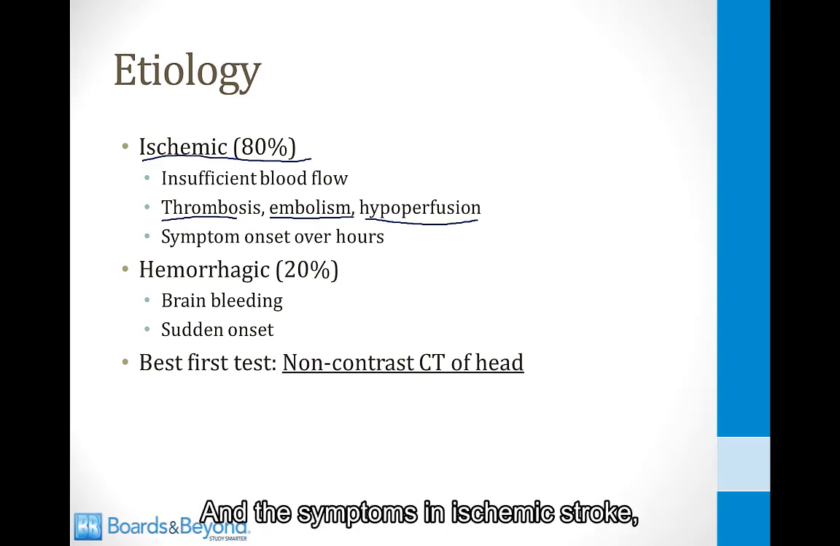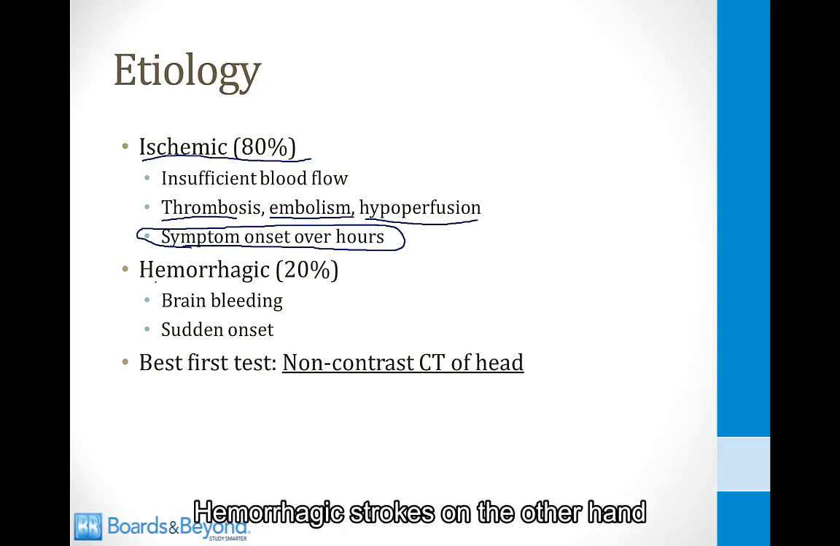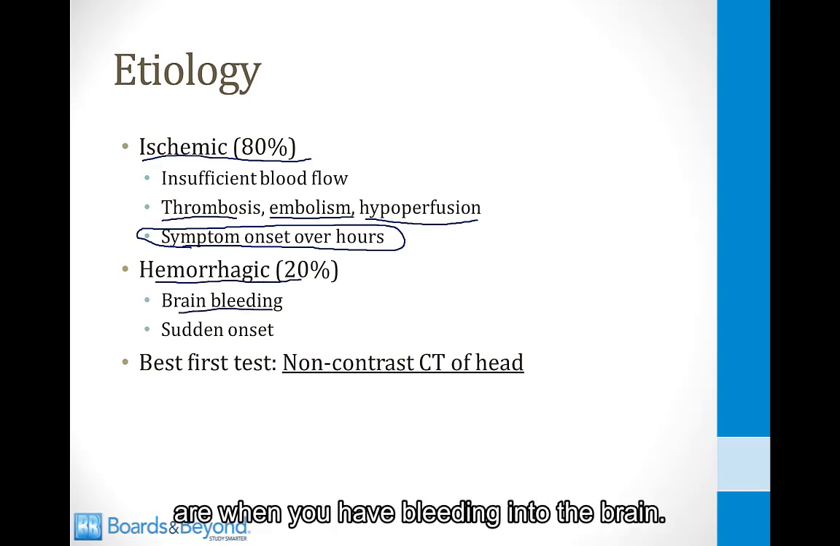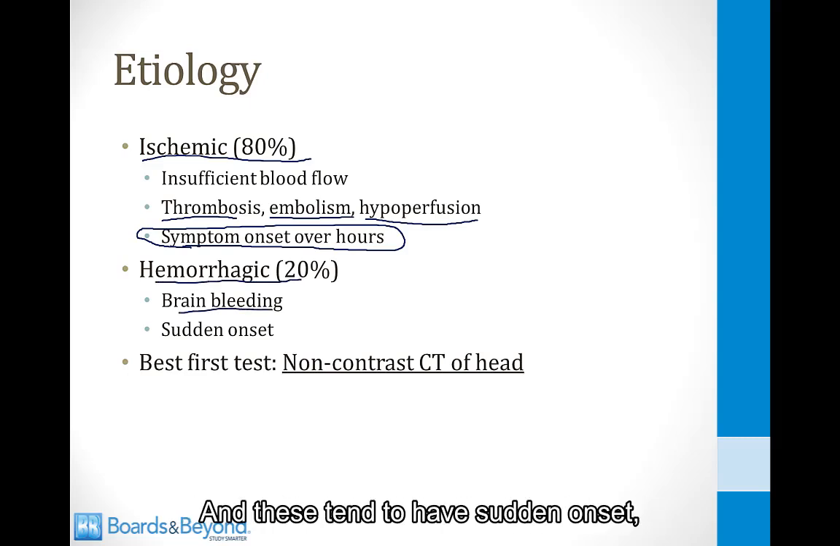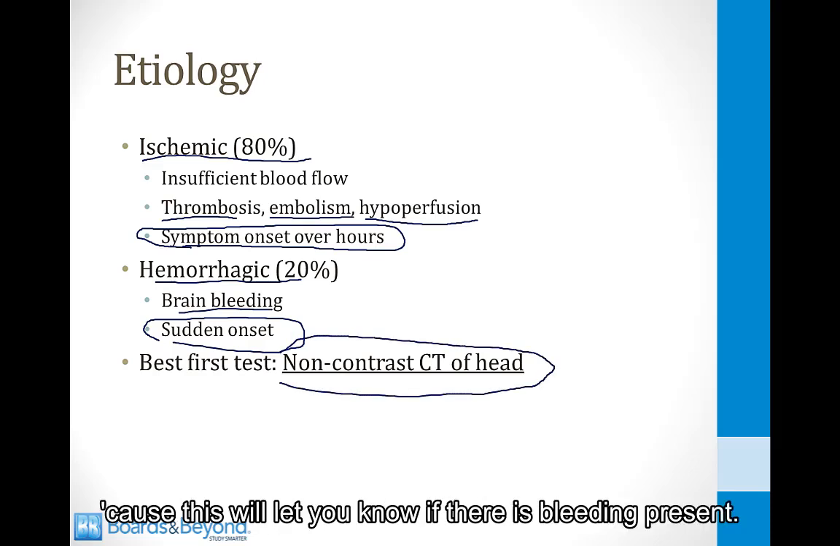And the symptoms in ischemic stroke, especially for board exam questions, are usually onset over hours, so they tend to come on more slowly. Hemorrhagic strokes, on the other hand, are when you have bleeding into the brain. These are less common, and these tend to have sudden onset, especially in board questions. And the best first test is always a non-contrast CT of the head, because this will let you know if there is bleeding present.